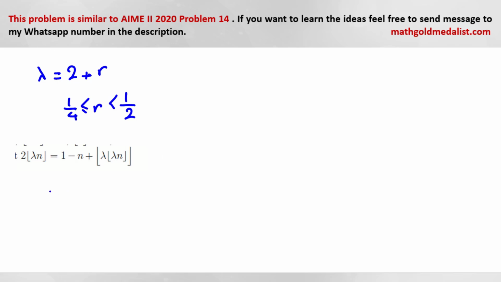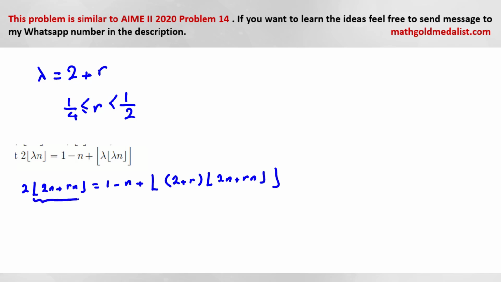So here we know that lambda is 2 plus r, right? So it will be 2n plus rn, agreed? Is equal to 1 minus n plus what? 2 plus r times r times lambda n, which is 2n plus rn. So the first step, we should find this one. How can we find it?